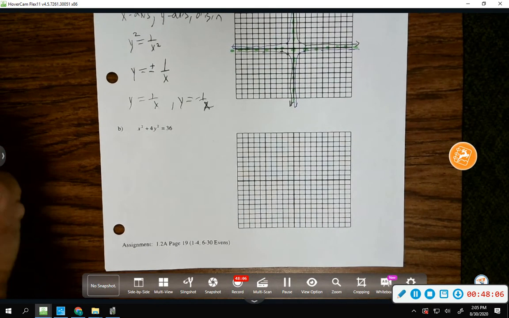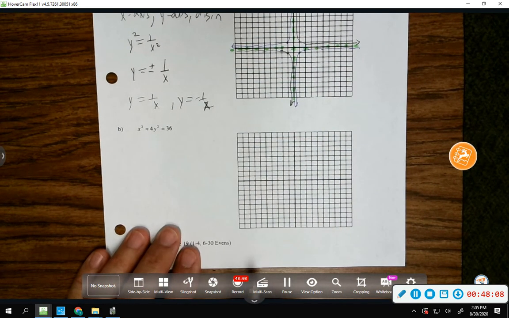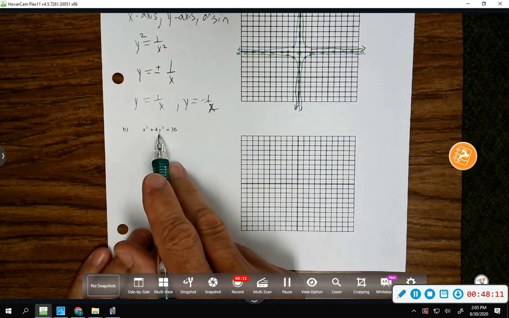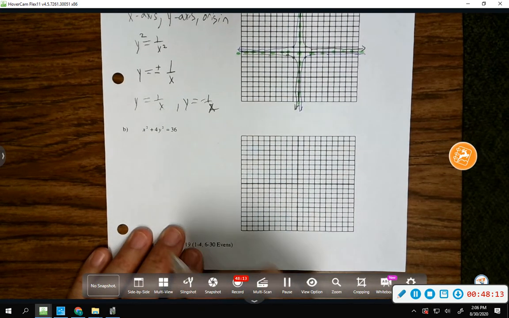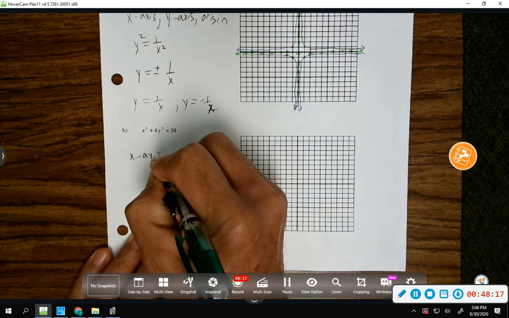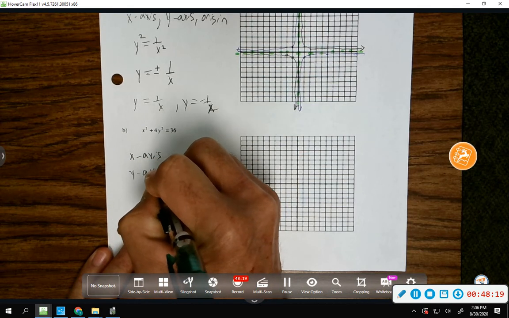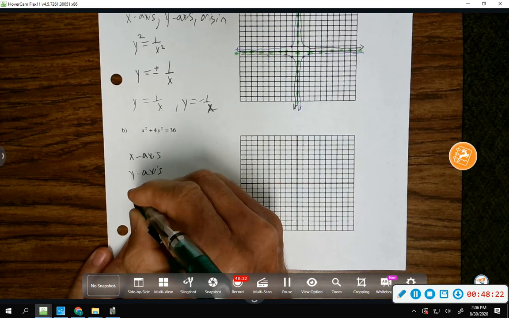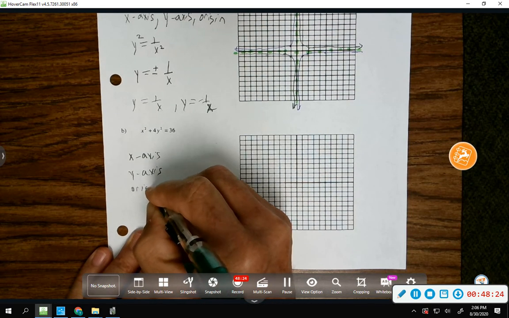Watch what happens with B. If I plug in -x for x, I get the same thing back out. If I plug in -y for y, I get the same thing back out. This has all three symmetries as well. It has x-axis, y-axis, and origin symmetry. Don't expect them all to be like this. These are just these two.